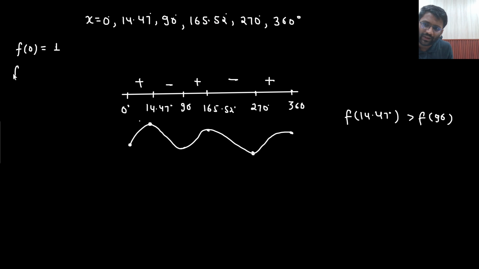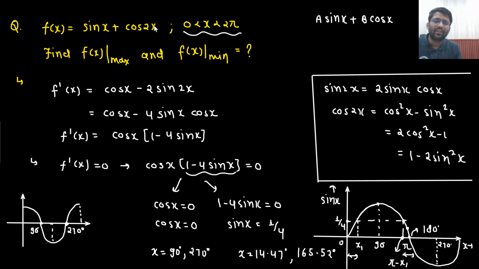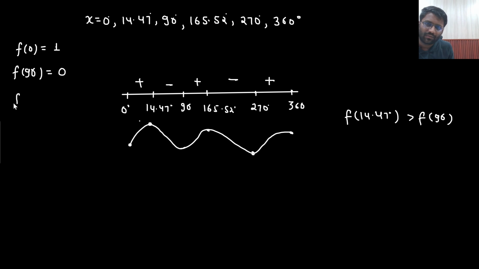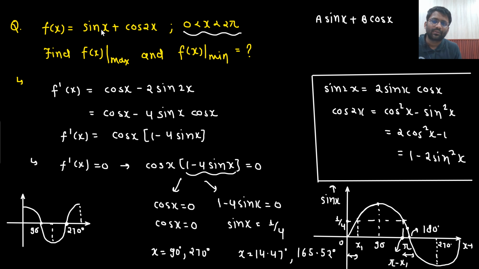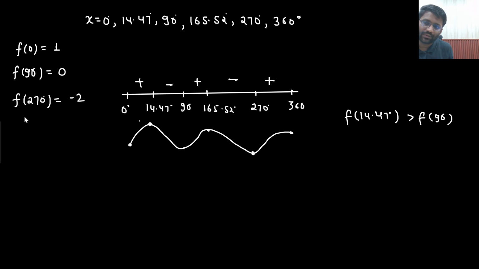What is the value of f of 90? Because these angles are easy, that's why we are finding f of 90 degrees. Sin 90 is 1, cos 180 will become minus 1, so 1 minus 1, 0 again. Then what about 270? So sin 270 means sin 3 pi by 2. That will become minus 1. And 270 multiplied by 2, and then you take cos. That will give you minus 1. So this value will become minus 2.